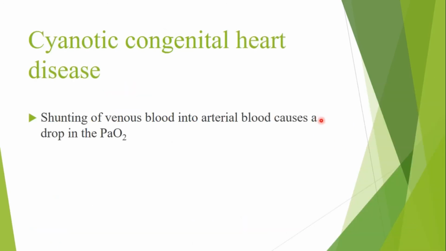And the last cause of hypoxemia that we're going to discuss in this video is cyanotic congenital heart disease. Generally speaking, in cyanotic congenital heart disease, there is a defect that causes mixing of venous blood that is not well oxygenated with arterial blood that is well oxygenated, and this shunting of venous blood into the arterial blood is going to cause a drop in the partial pressure of oxygen in the arterioles.